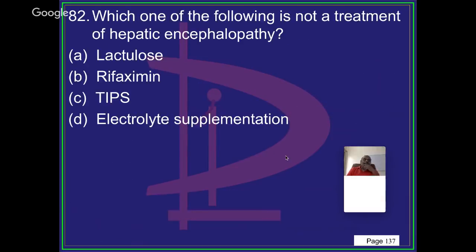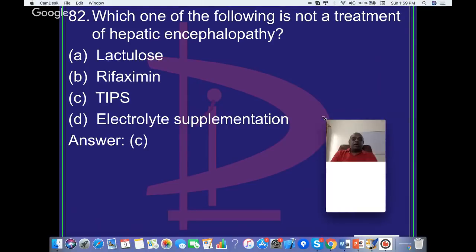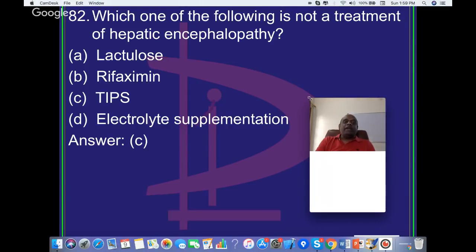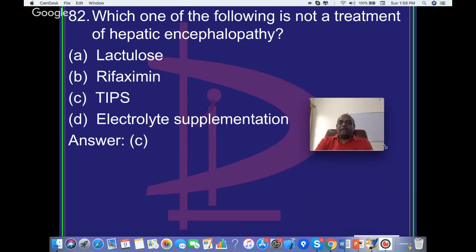Now, in hepatic encephalopathy, which is not part of the treatment? Lactulose, rifaximin, electrolyte supplementation you should do. But transjugular intrahepatic portosystemic shunt you should not do. If hepatic encephalopathy is there, it is a contraindication to doing the TIPS, is what you have to basically remember.